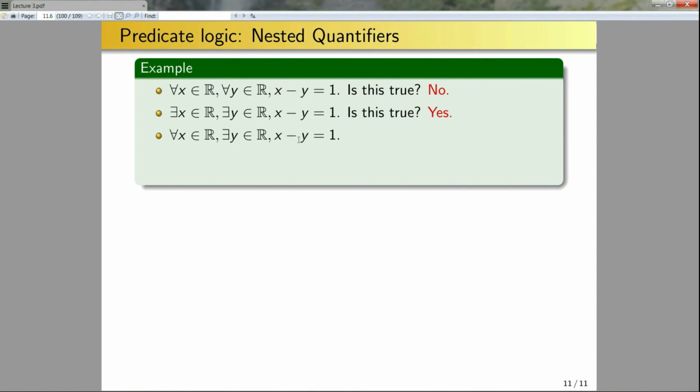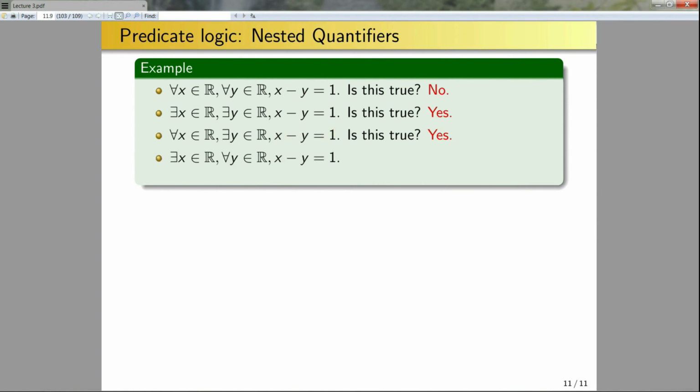Next, I can mix the quantifiers. For all x in R, there exists a y in R such that x minus y is equal to 1. So what is this saying? This is saying for any given value of x in R that I give you, you can find a value of y in R such that x minus y is equal to 1. Is this true? So pause the video and think about it for a little bit. Okay, so yes, this would be true. For any given value of x, I could simply solve this equation for y and say y is equal to x minus 1. Since x is a real number, y would also be a real number. So this would be true.